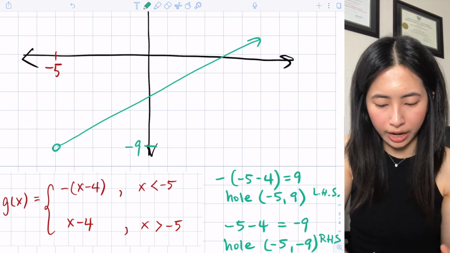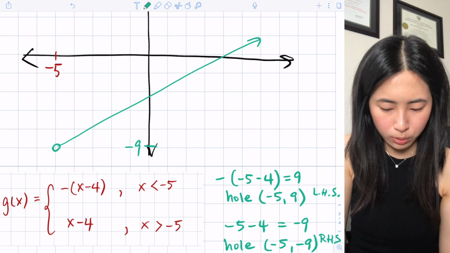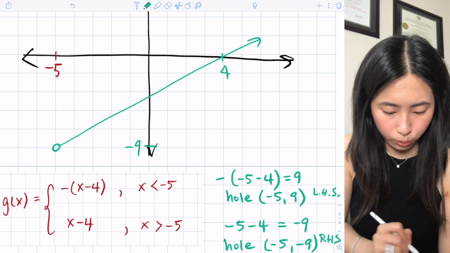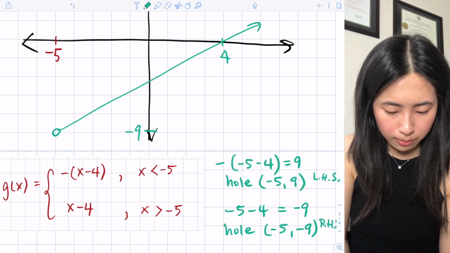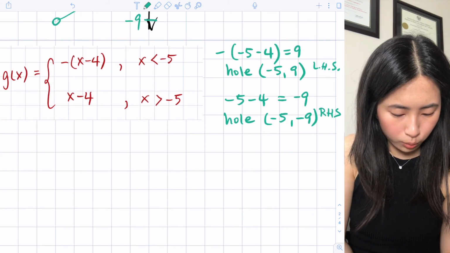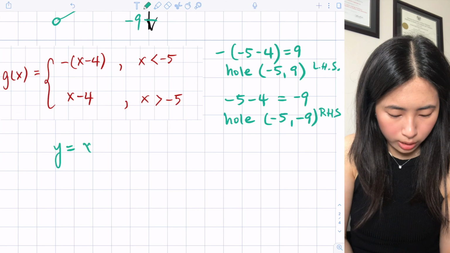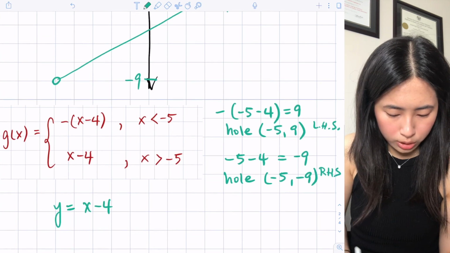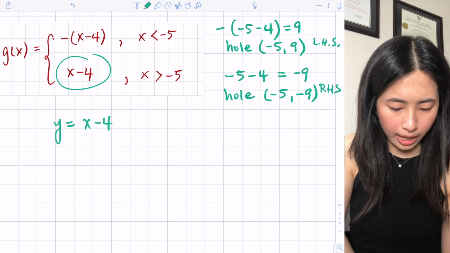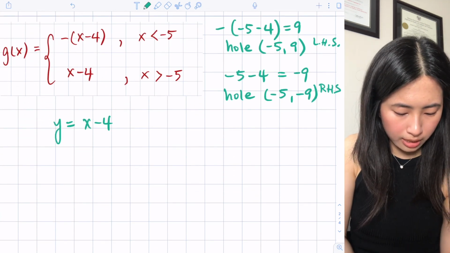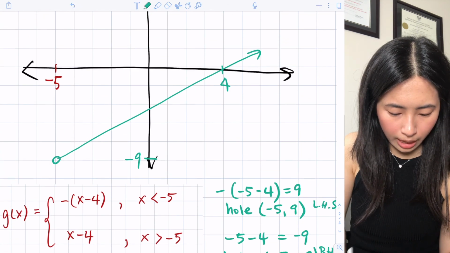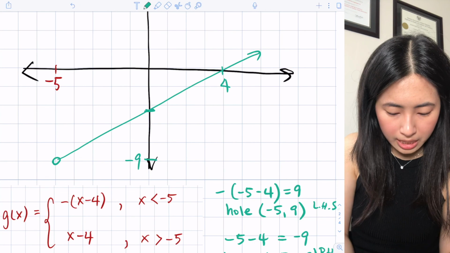And first of all, how do we find the y-intercept and the x-intercept? So the x-intercept in this case is going to be +4. However, if we're interested in the y-intercept, all we do is have y equal to x minus 4 because we're concerned about the right-hand side of -5. So in this case, it's going to be x minus 4. So this would be 0 minus 4, and hence this is -4. That's why we know that this must be -4.